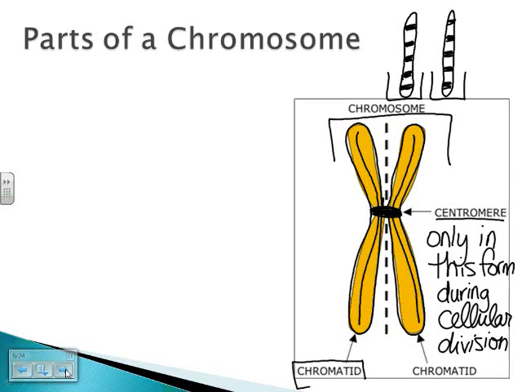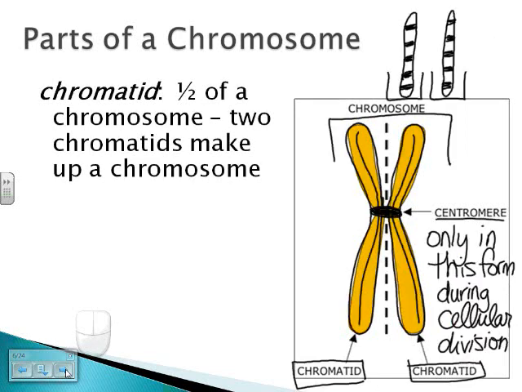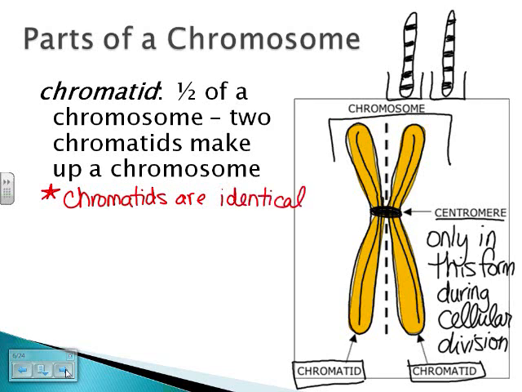Each individual one gets called a chromatid. So a chromatid is half of a chromosome in this structure. It takes two chromatids to make up a chromosome. But the important thing for you guys to also realize is that chromatids are identical copies. We sometimes refer to them as sister chromatids.